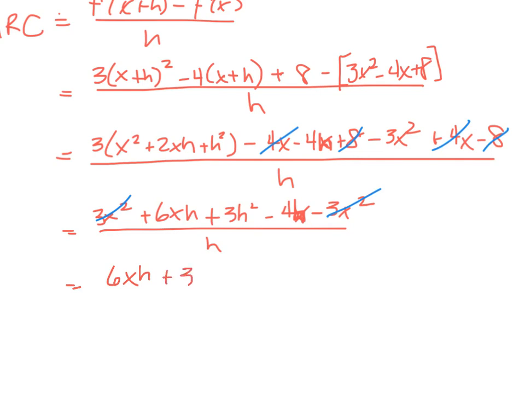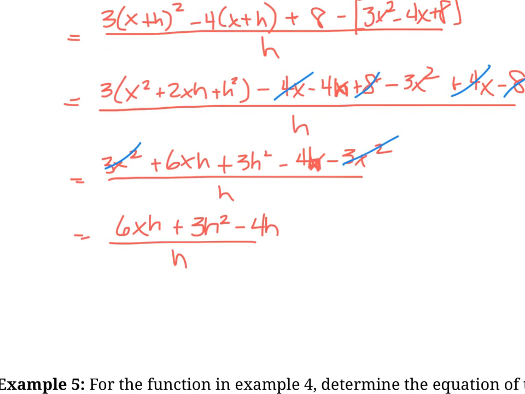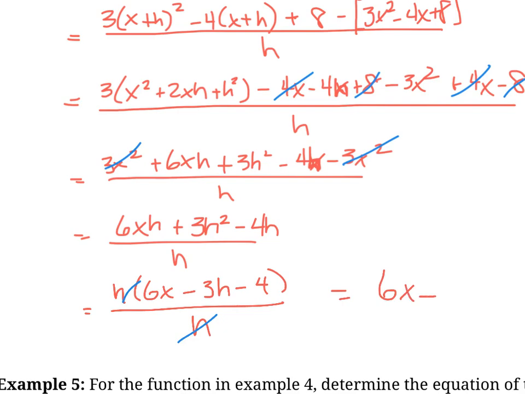6xh plus 3h squared minus 4h all over h. What do you notice about the numerator? All the terms have h in it, so we can actually factor out an h. That's the only thing we can factor out, I think. 6x minus 3h minus 4 all over h. And then we see that those h's cancel out. So the final simplified version of the difference quotient is 6x minus 3h minus 4.